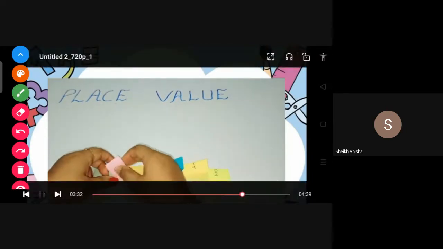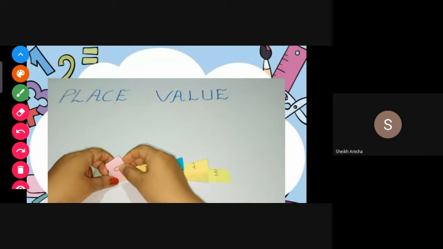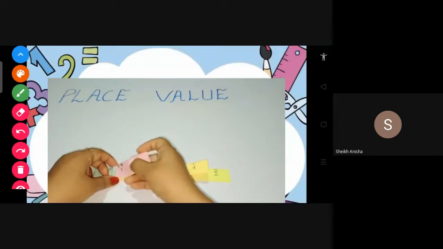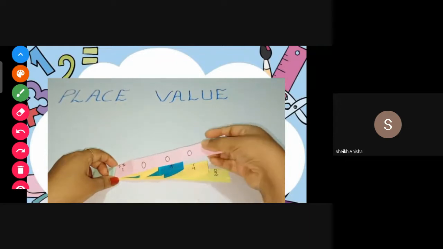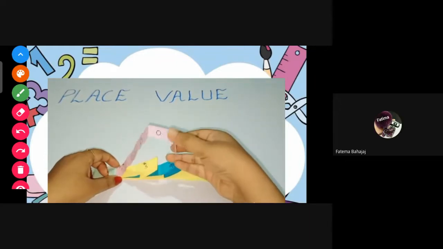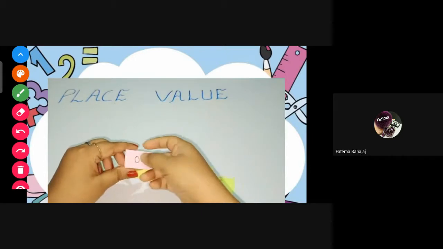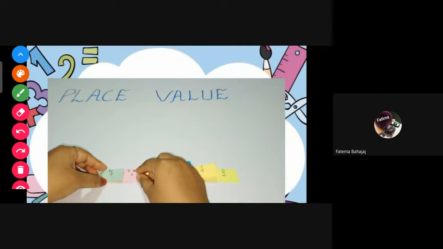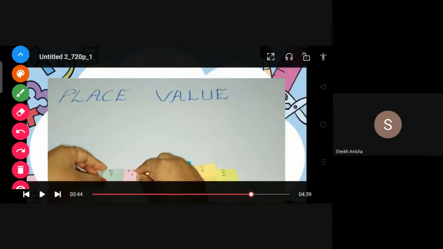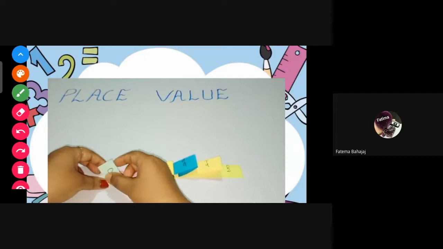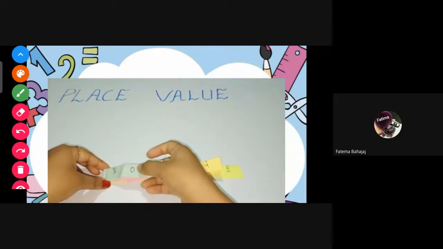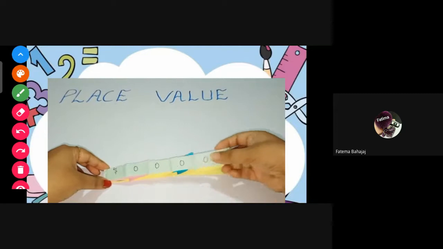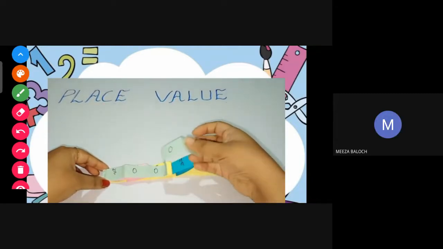Then again, it is at the 10,000 place. So what is the place value of that one? 10,000. See, yes, 10,000. Then this 7 lakh. It is at the lakh place, so 7 lakh. So this is its place value, 7 lakh.